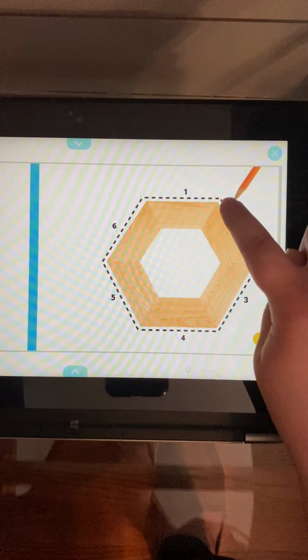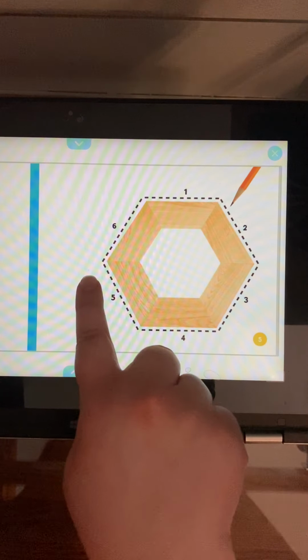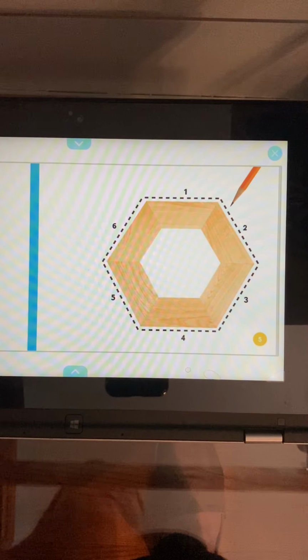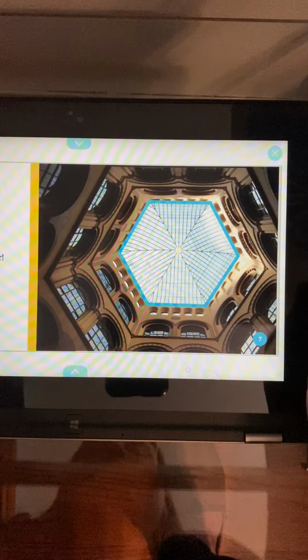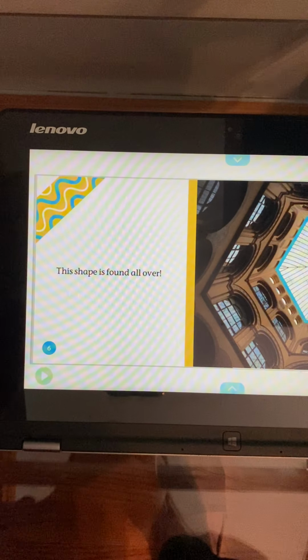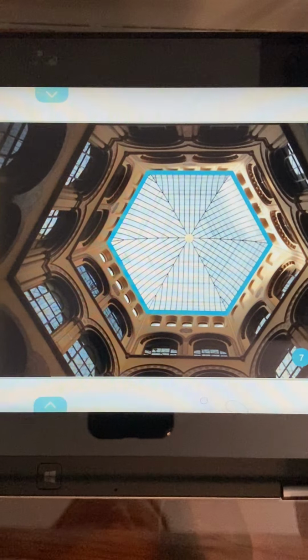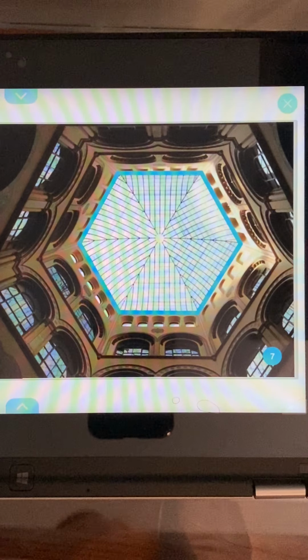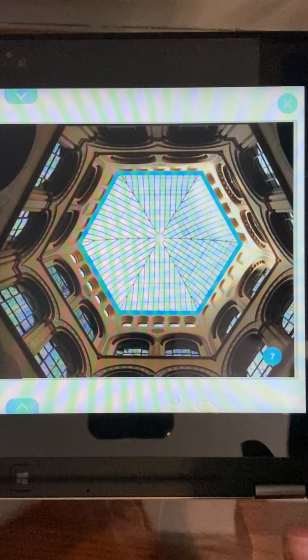Let's count. There's 1 there. There's 2, 3, 4, 5, 6. So there's 6 sides and 6 vertices or angles on a hexagon. This shape is found all over. Let's look at this picture for a minute. Can you find the hexagon in this picture? Do you see it? Yeah, it's right here. The sides are blue this time. See it? Right there, there's the hexagon.